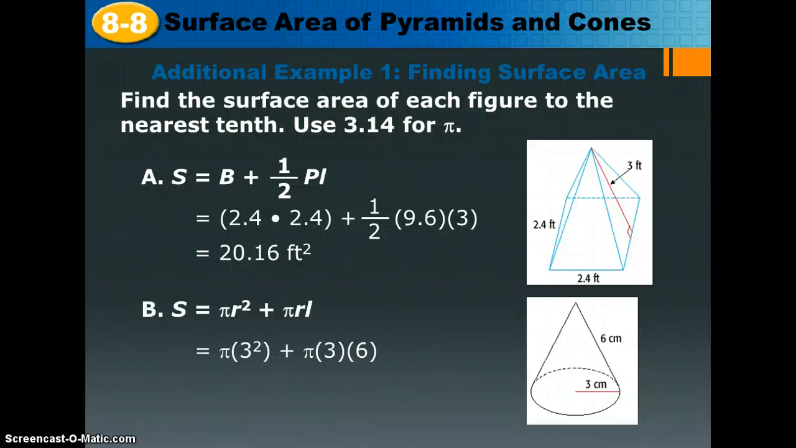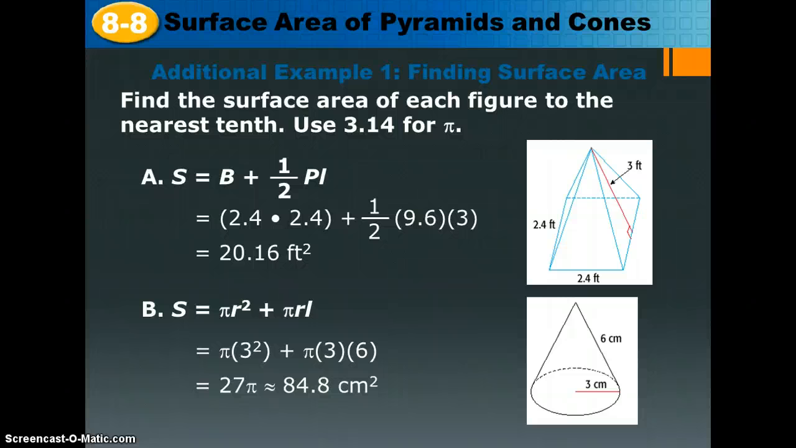Obviously, we need to apply the rules of PEMDAS, so we look for parentheses, and in this case the parentheses really mean multiplication, so those don't count as parentheses. So we go to exponents and work out the exponent, multiply it times pi, write that answer down, and then add it to the other chunk, which is going to be pi times 3 times 6. So do one chunk at a time, add them together, and you'll end up with 84.8 centimeters squared. So that's how you would do the surface area of pyramids and cones.